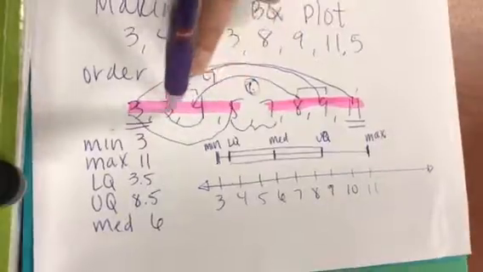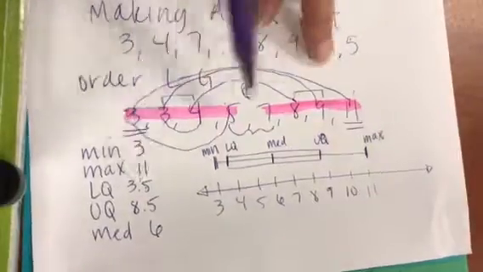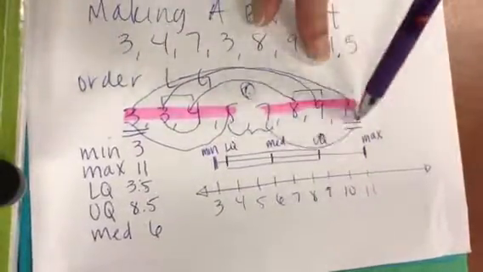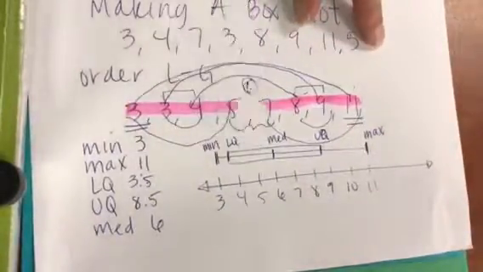Well, what's between 3 and 4? 3.5. You can add them together, divide by 2. It's still going to give you 3.5. Here it is. And then my upper quartile, same thing. It's between 8 and 9, which gives me 8.5. So now I've got all my data that I need to make my box plot.